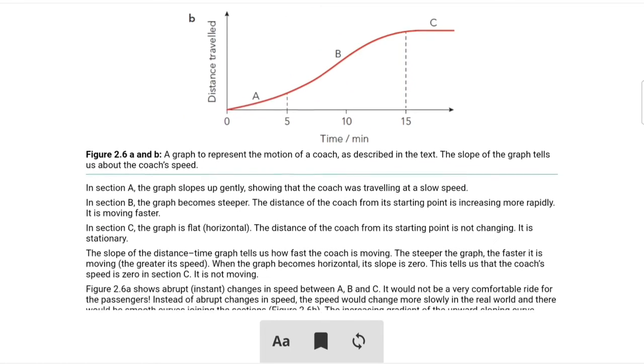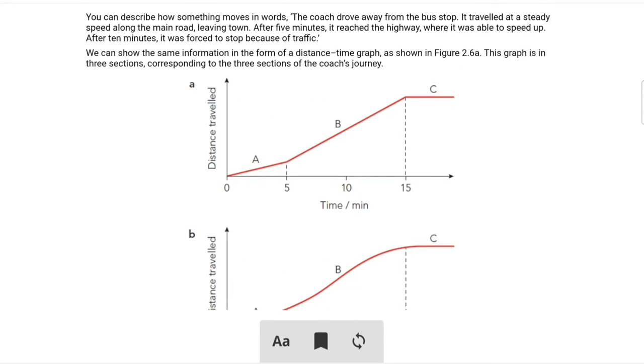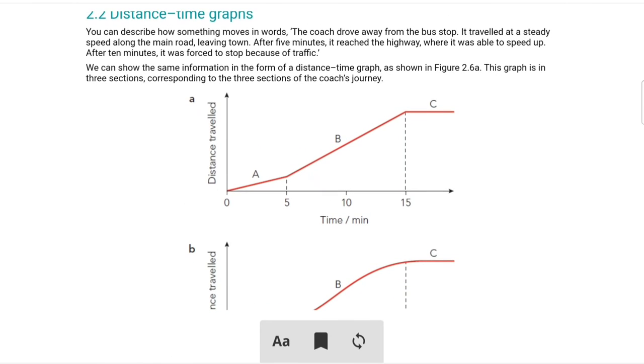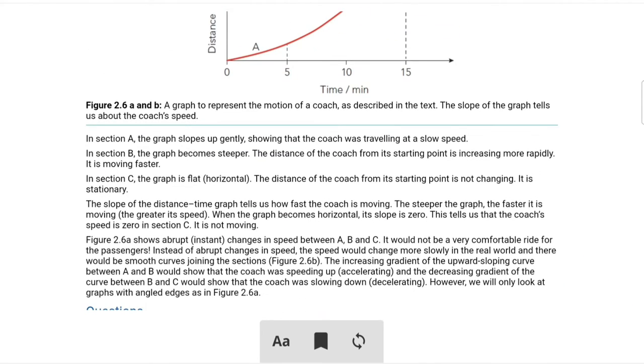So next in section C, the graph is flat. Here the graph is flat. The distance of the coach from its starting point is not changing. Suppose consider this point is at 90 meter, it means throughout this section it is at 90 meter. That shows there is no change in the distance, and we can tell that particular coach is not traveling and it is stationary.